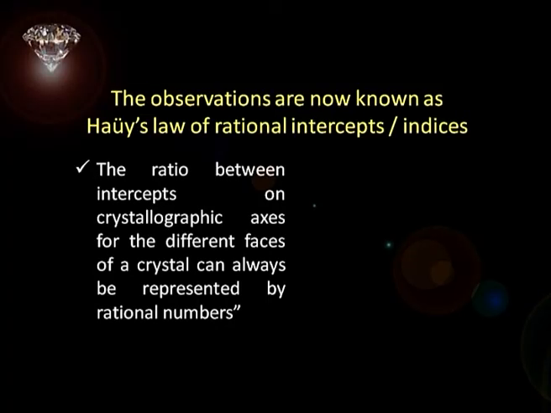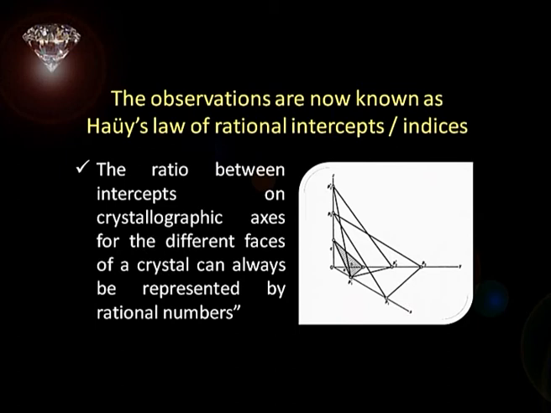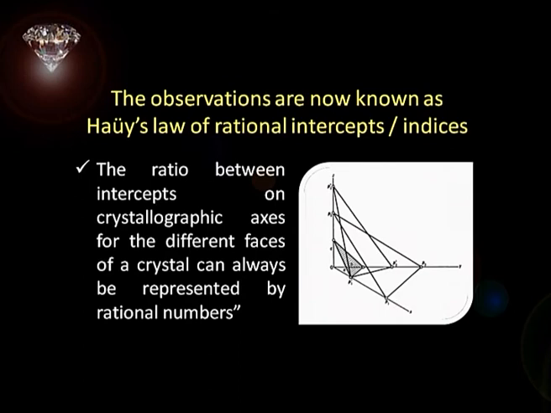What it reads is, if I take any crystalline material and look at the faces of that crystal, and I choose three axes because it's a three-dimensional material, and then look at the different planes or faces of the crystal, then the ratio of the intercepts on these three axes for different faces can always be represented by rational numbers. We will elaborate on this at a later part, when we talk about Miller indices. For right now, it suffices to say that when the different faces of the crystal cut the crystallographic axes, the ratios can be given in terms of rational numbers.